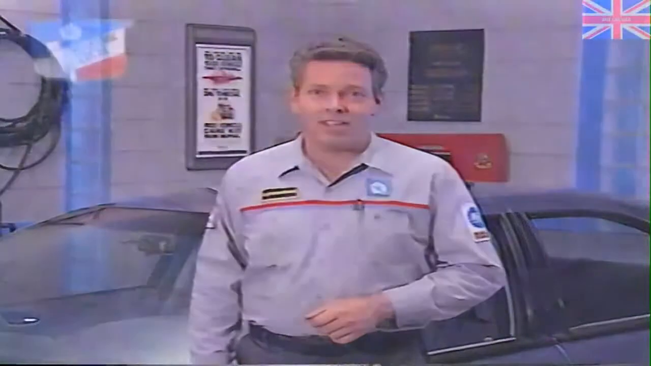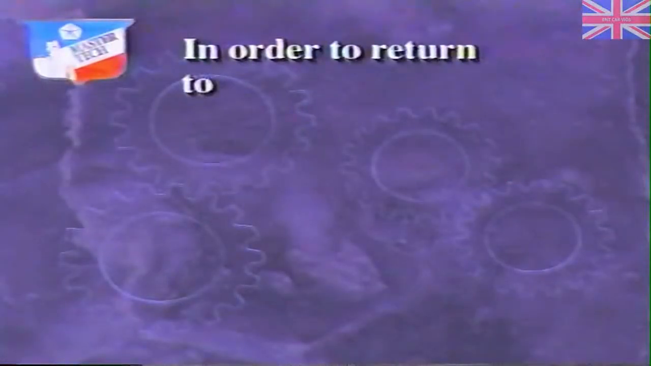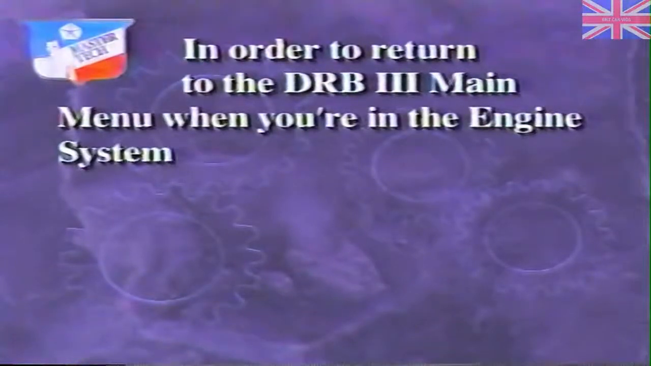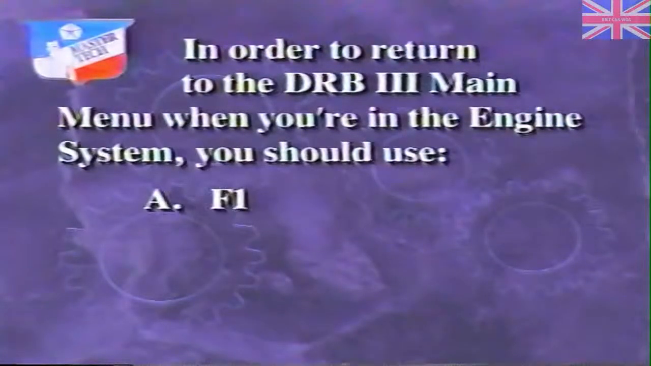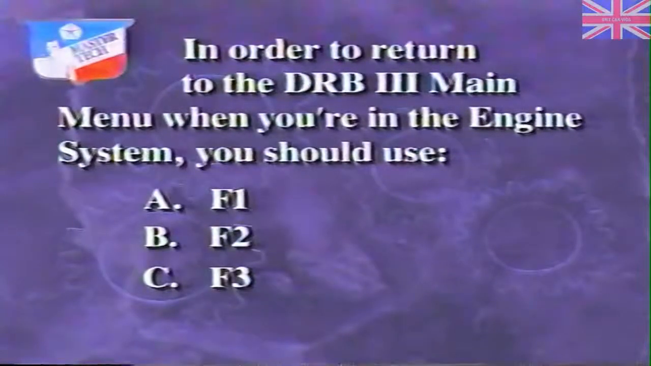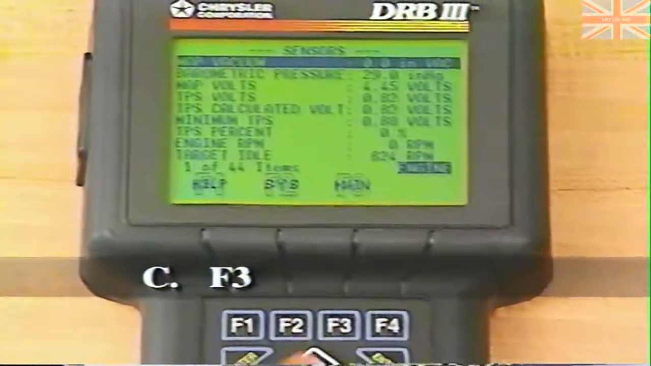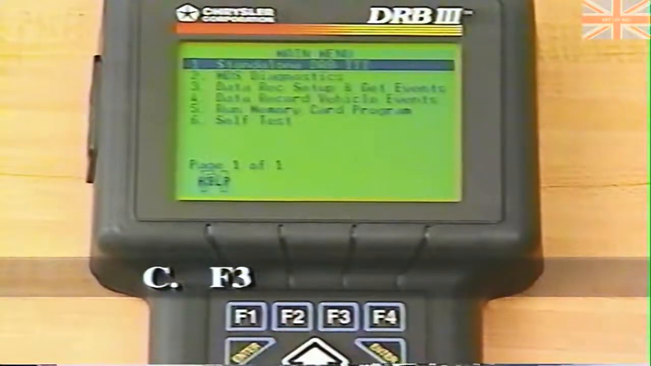But first, try to answer this question. In order to return to the DRB3 main menu, when you're in the engine system, you should use A, F1, B, F2, or C, F3. The answer is C. The F3 key is used to return you to the main menu.